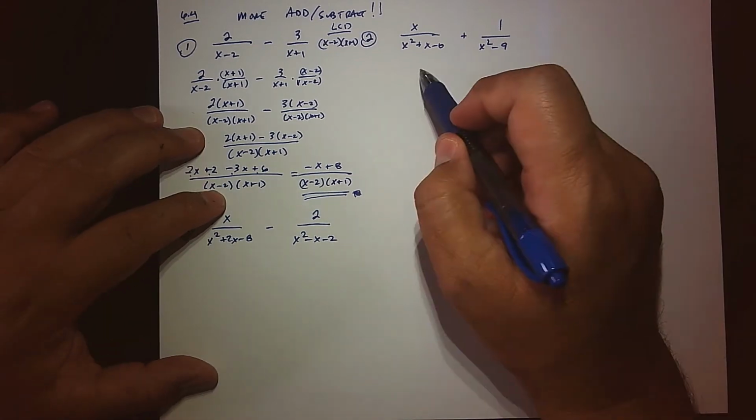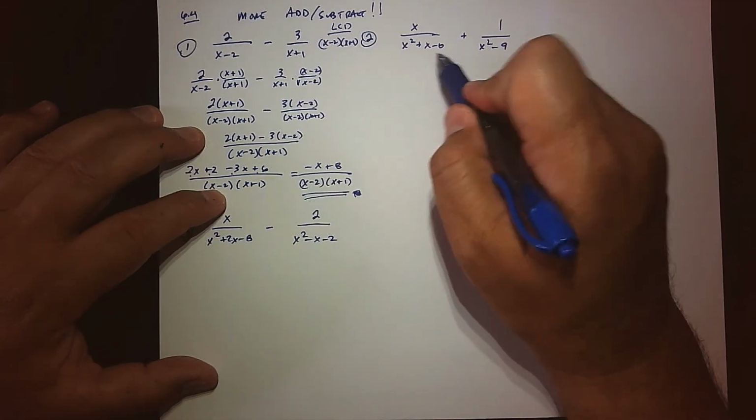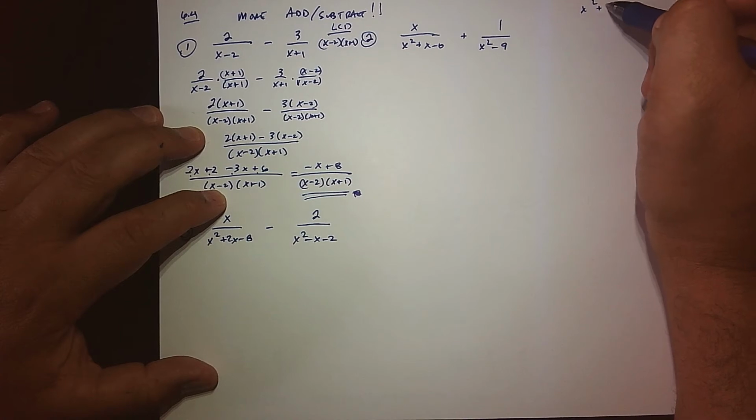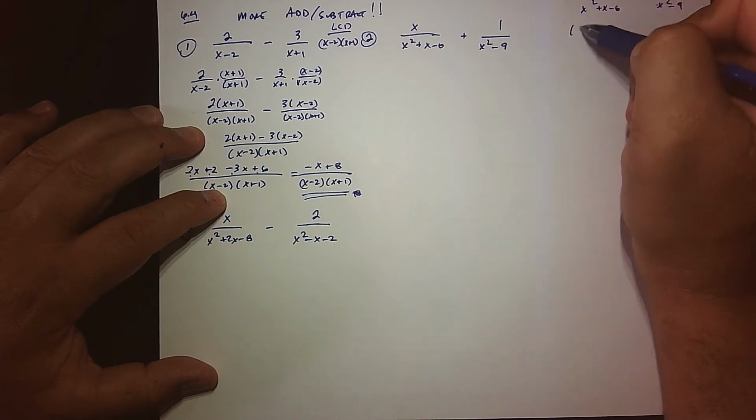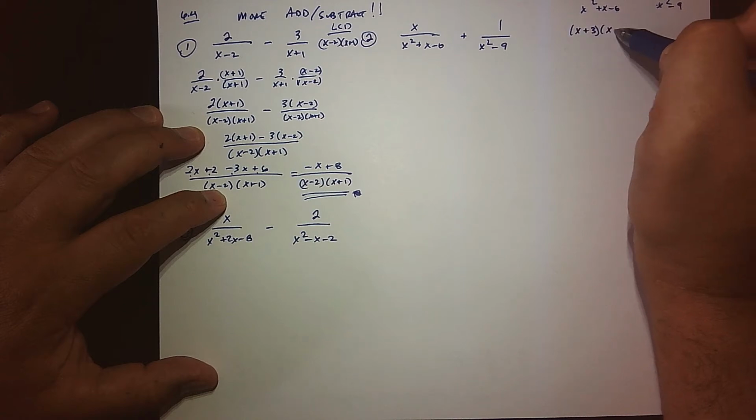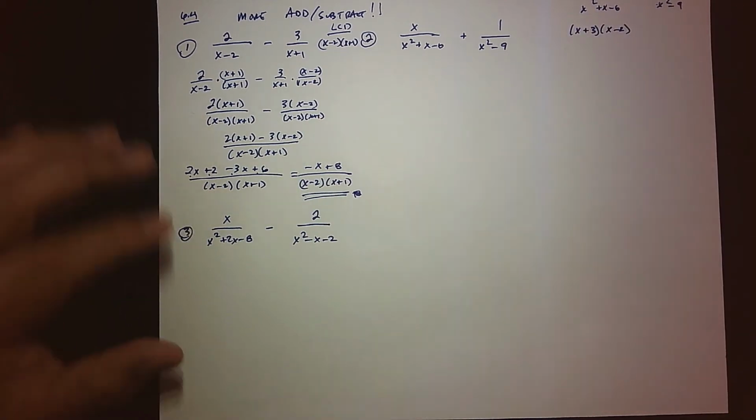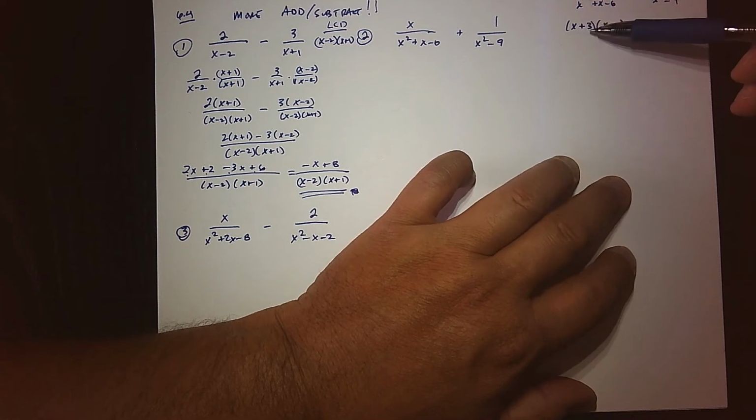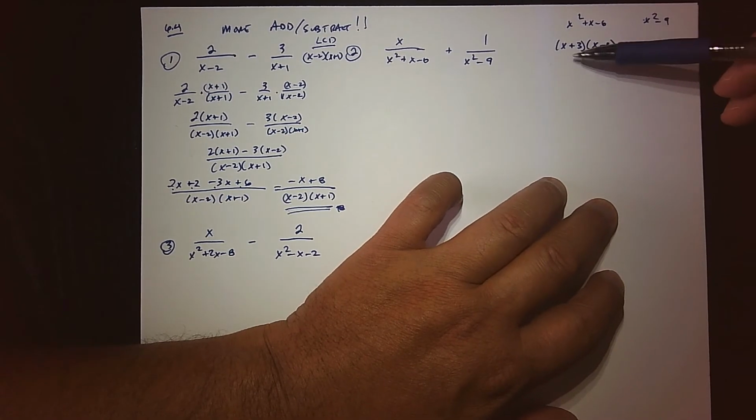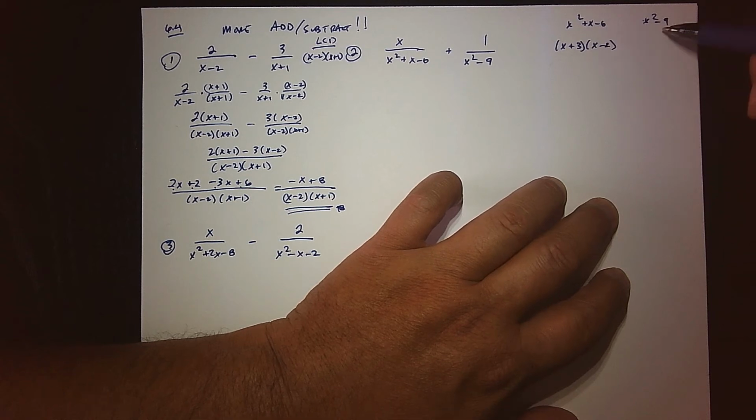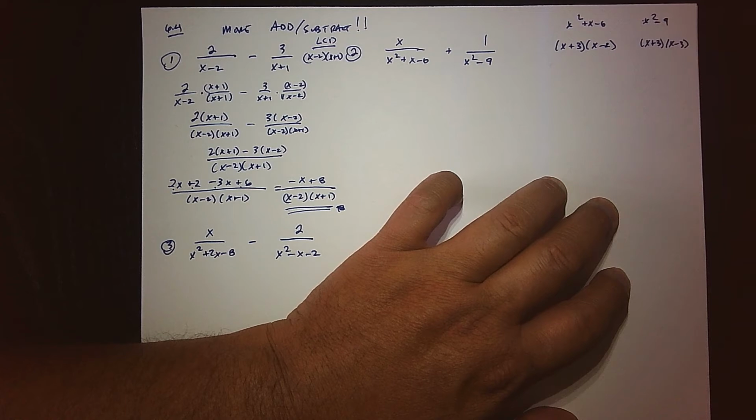So for the next one, again, my denominator is different. So we begin by finding our LCD, which means we have to factor. I believe this factors as x plus 3 and x minus 2. First times first is first, and last times last is last. 3x and negative 2x gives us x. Difference of squares, so we have x plus 3 and x minus 3.